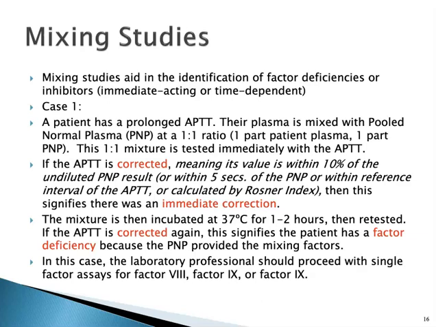If the APTT is corrected again, then this means that the patient has a probable factor deficiency because the PNP provided the missing factors. In this particular case, and because we are using the APTT as an example, the laboratory professional should proceed with single factor assays looking for factor deficiencies in the main factors involved that are not tested with a PT. So that would be factor 8, factor 9, or factor 11. So they would run a factor assay, which is a different type of assay, and you can do that in the instrument as well, in the Stago instrument.